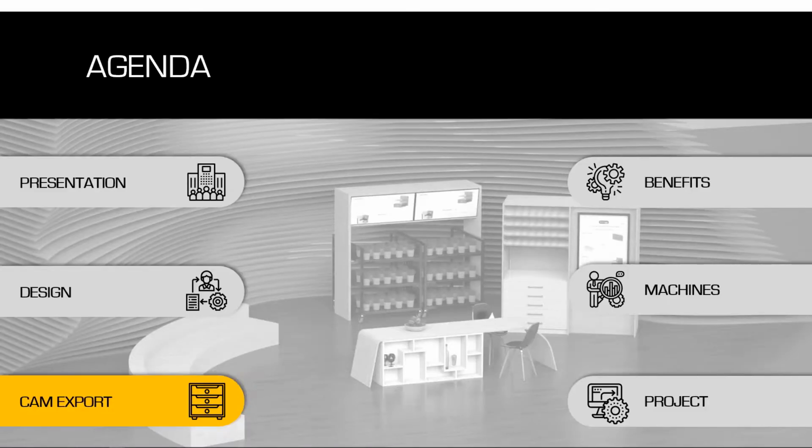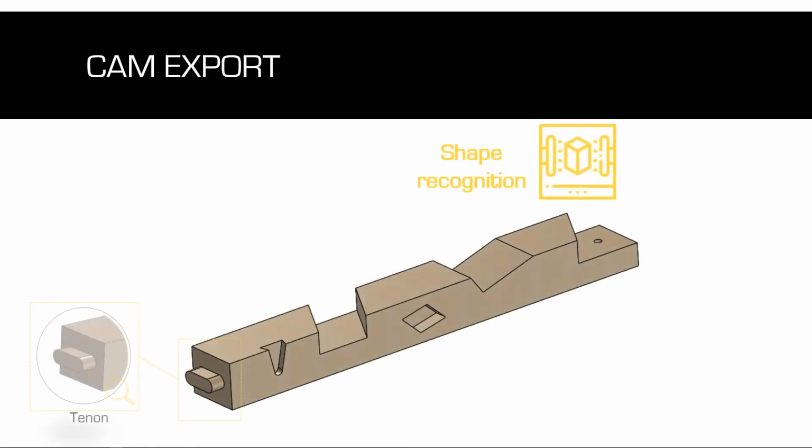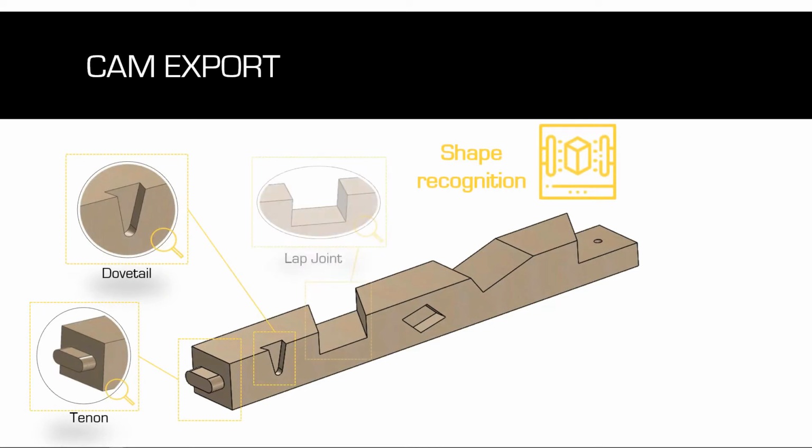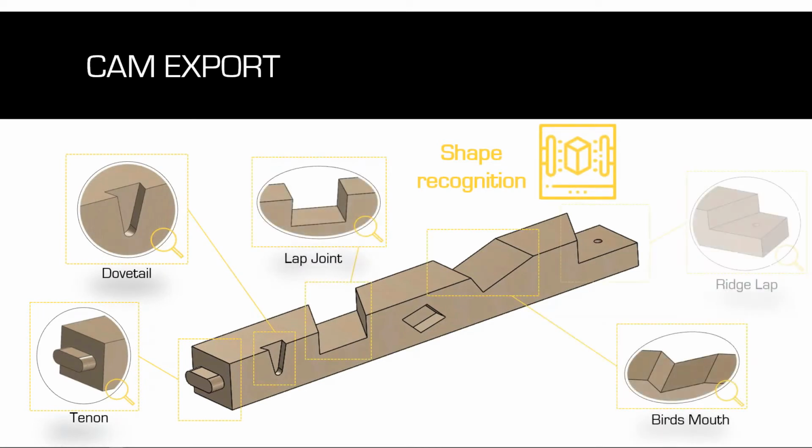So let's move on now to the third part, which is about the CAM export. So regarding the CAM export, which is the main function of SWOOD BW, just as SWOOD CAM automatic machinings, it is based on geometry analysis and shape recognition. So for this kind of project, there are some special joints that are used that you can see here.